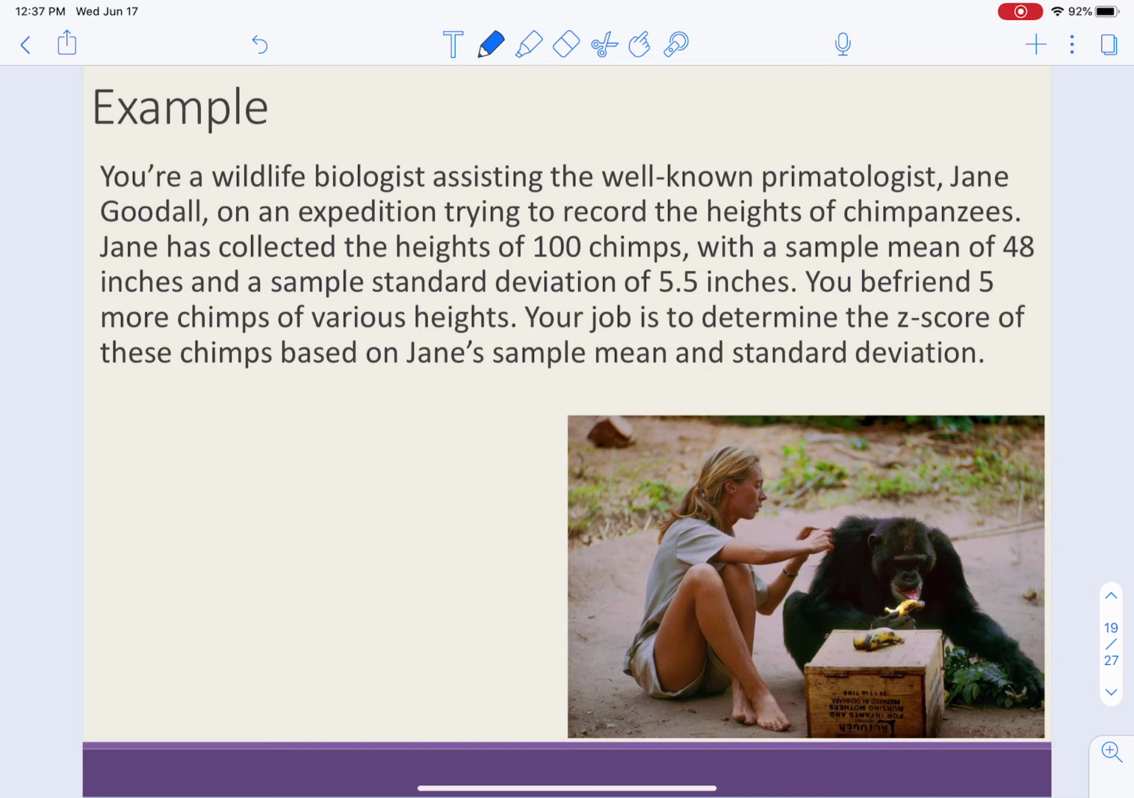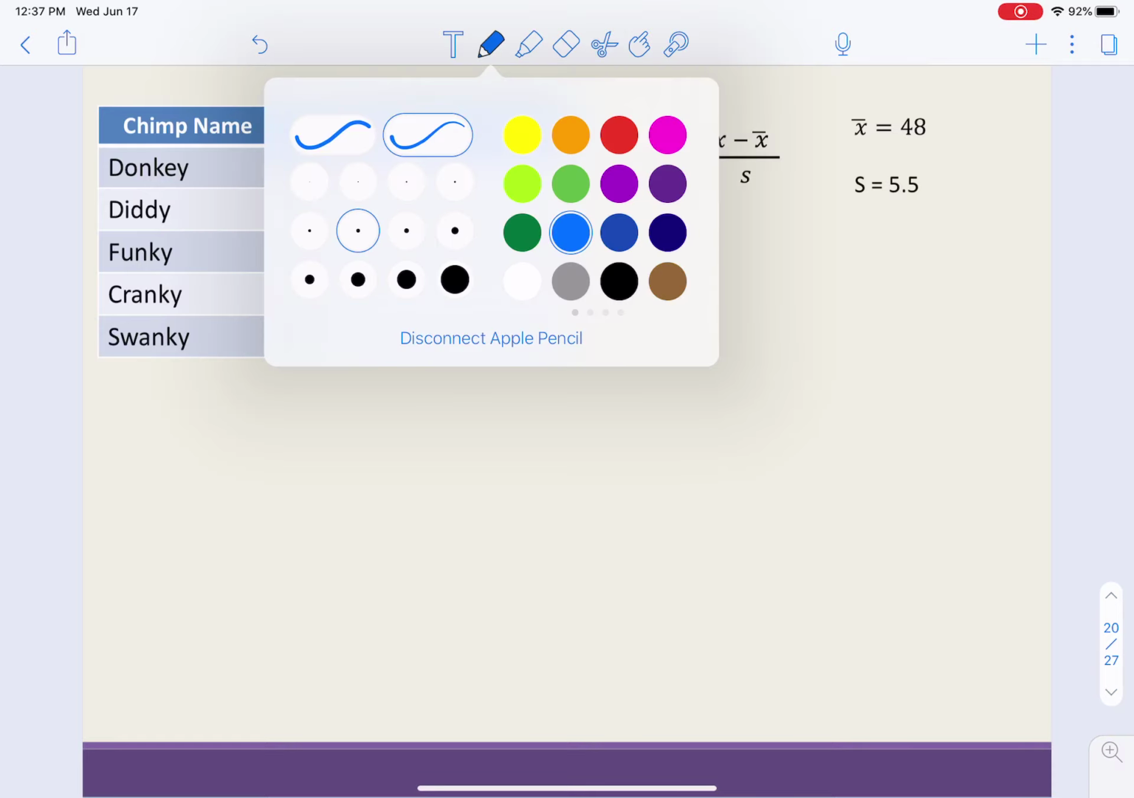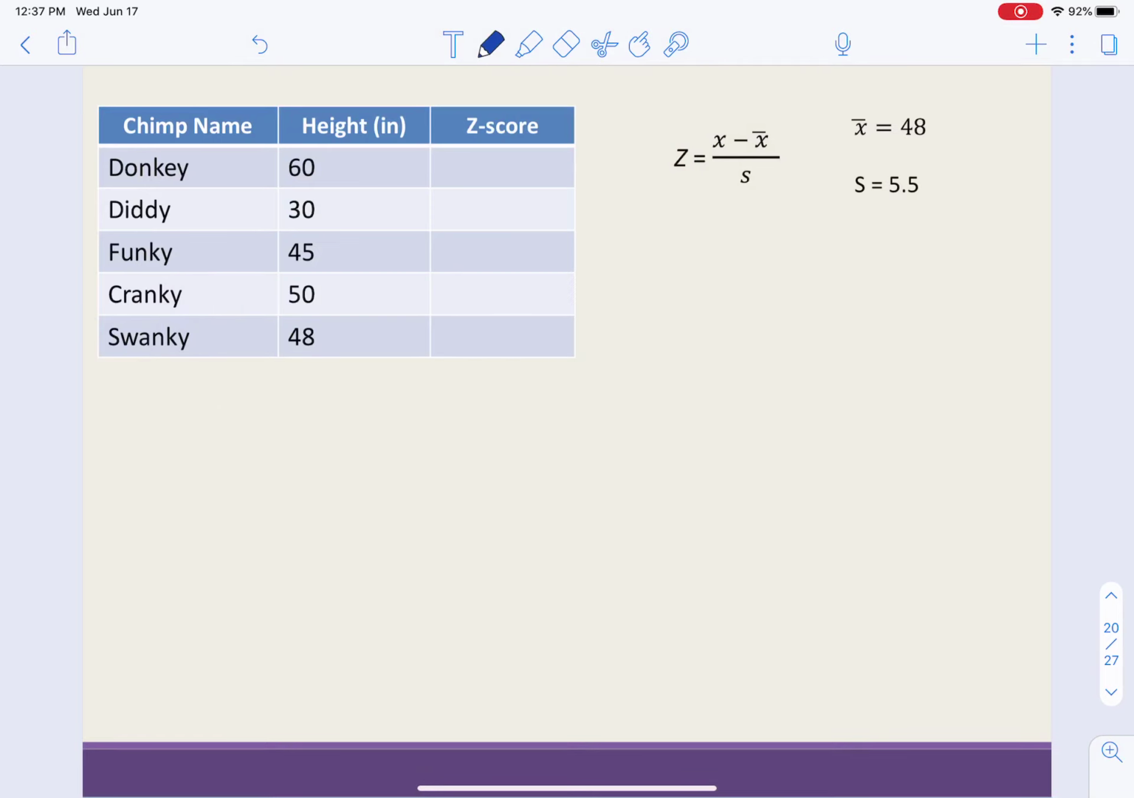Okay, so you split up and you go find 5 other monkeys or chimps, and your job is to figure out how many standard deviations away your chimps are from Jane's. Okay, so it's as easy as that. I've got all the information here that you need. We just need to do a little bit of algebra. Okay, so here's the data.